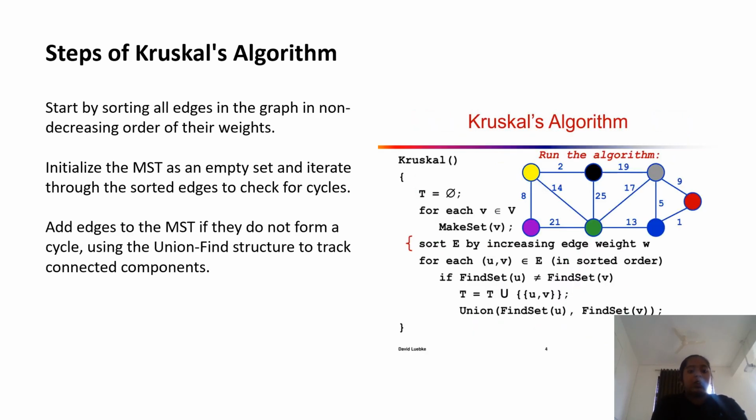Steps of Kruskal algorithm. Start by sorting all edges in the graph in non-decreasing order of their weight. That means we sort the edges of the given graph. Then add edges to the MST if they do not form a cycle, using the union find structure to track connected components.